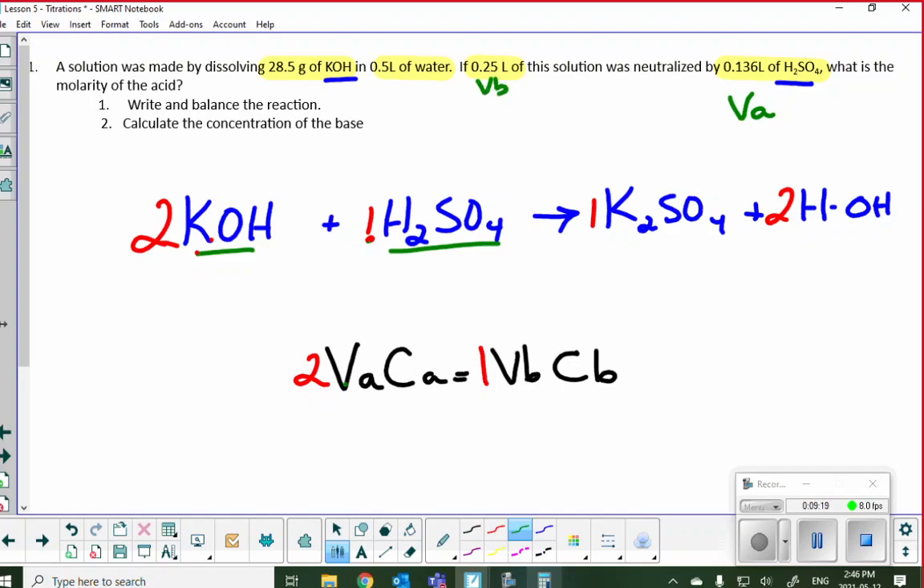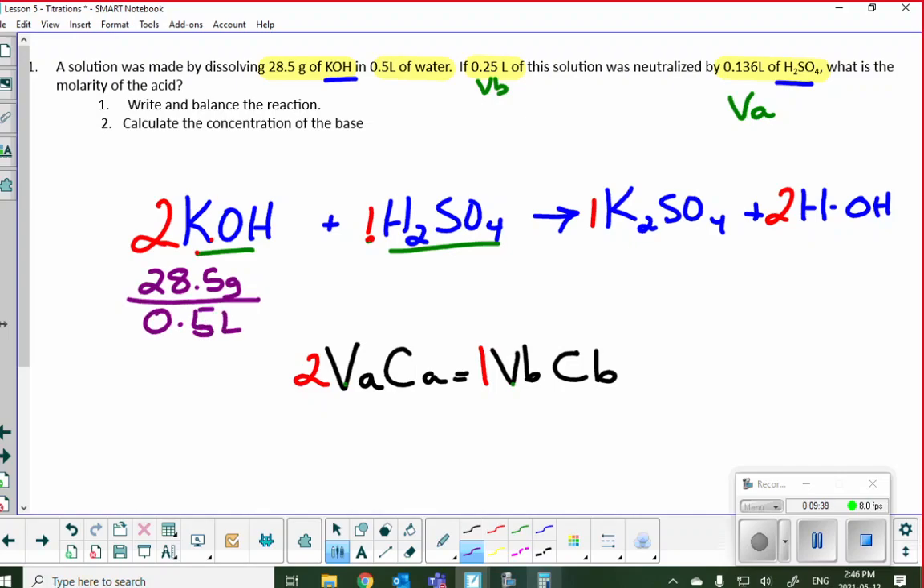VB will be the 0.25 liters. That'll be the volume of the base in the equation. And we're going to use our other 2 numbers to do some stoich to figure out the concentration of the base. We start by putting our measure over our volume. We've got 28.5 grams over a total of 0.5 liters.